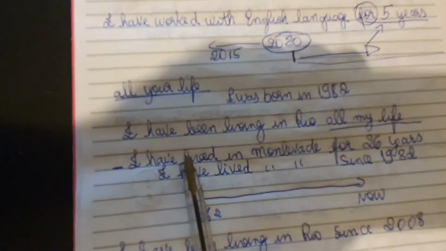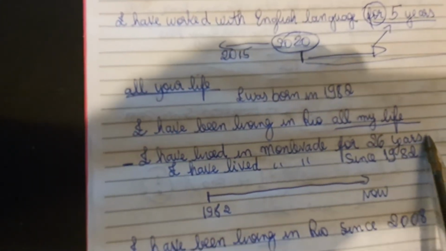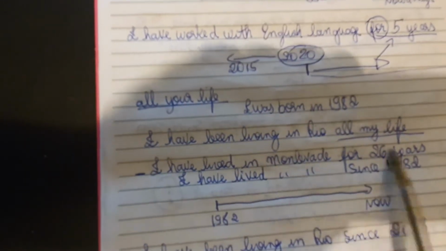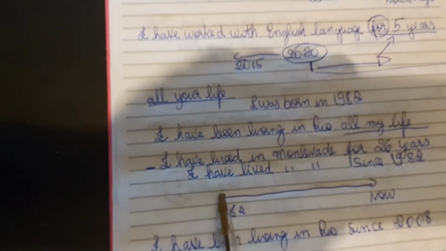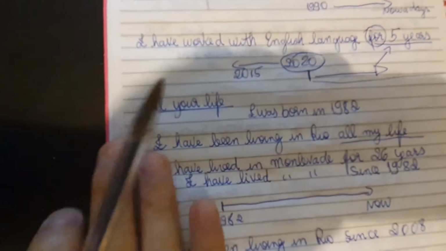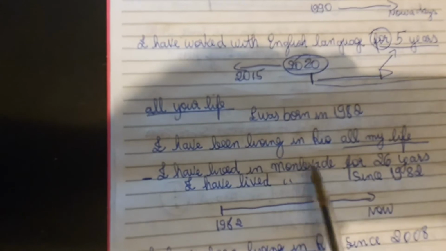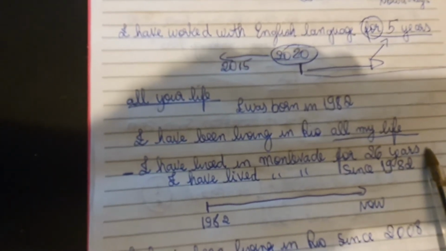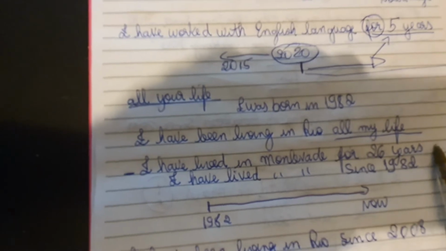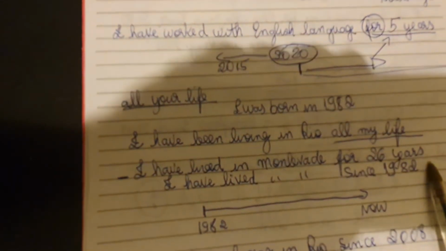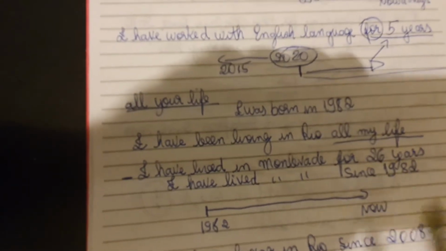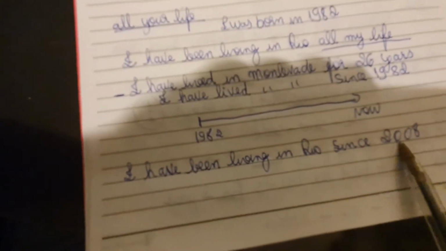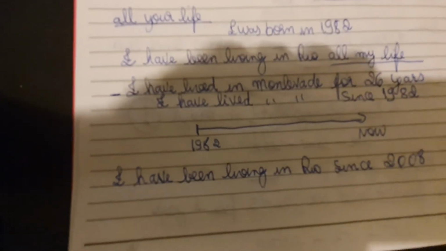Here, when I say I have lived in Monlevade for 26 years, it means that it was an action in the past. It started in the past, when I was born, of course, and it continued until 2008. And then I left my hometown to Rio. I traveled to Rio, which became my new home. So I have been living in Rio since 2008. All right, so it's pretty easy, right?